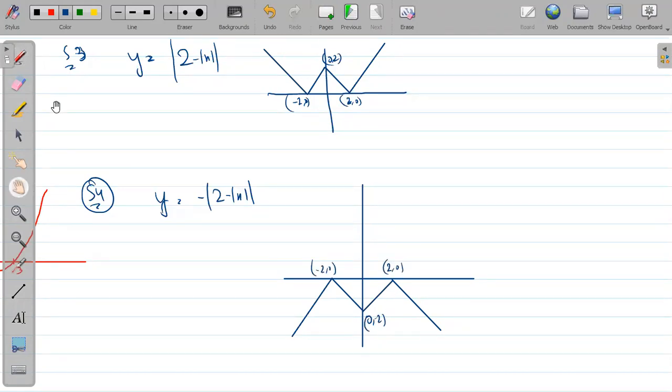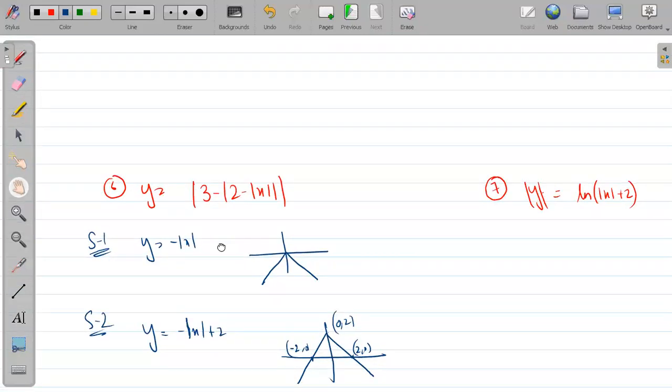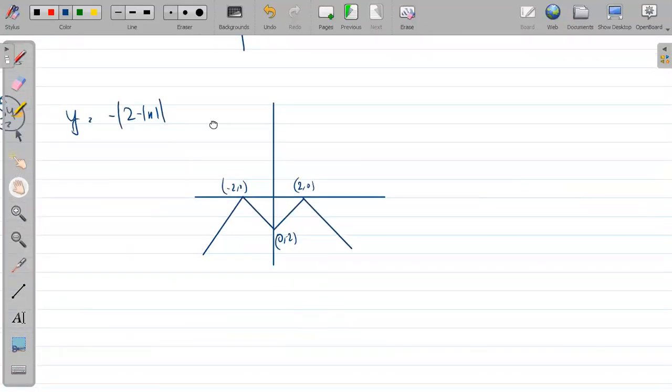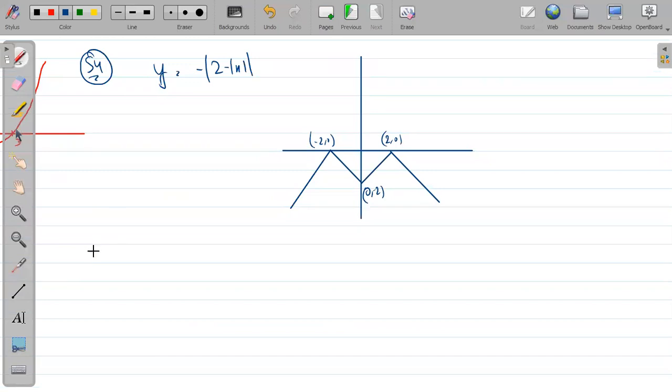So next step is what? Step 5. You have to put plus 3. That means hold the graph and shift it by 3 units in the upward direction. So I am writing here, this was the original graph. Now we are adding 3 to it. So hold the graph and shift it towards the upward direction.